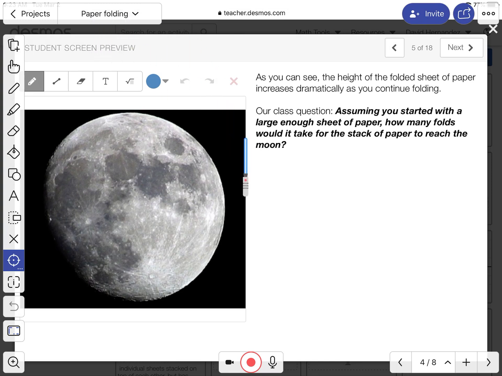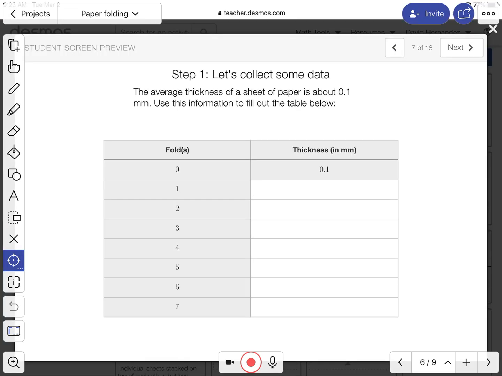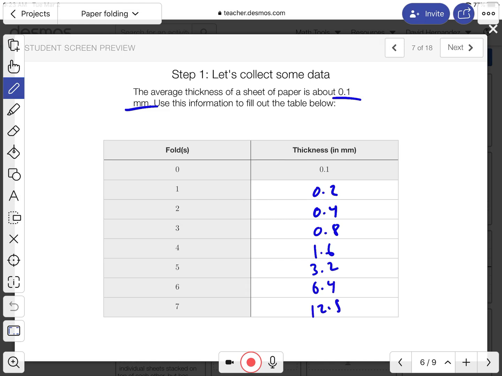This is the paper folding assignment. You basically have this question about folding paper until it reaches the moon. The first thing to understand is that starting with 0.1 millimeters, the thickness is going to double each time. Every time you fold it in half, it folds on top of itself, which is doubling.